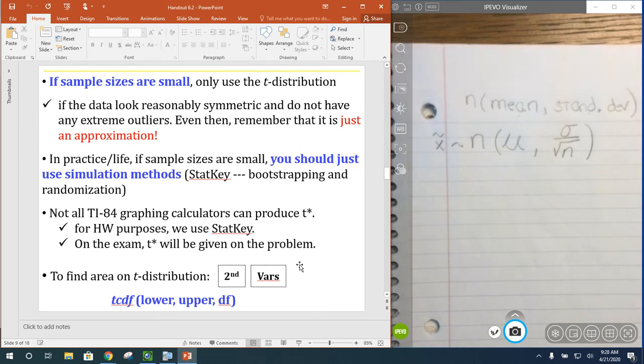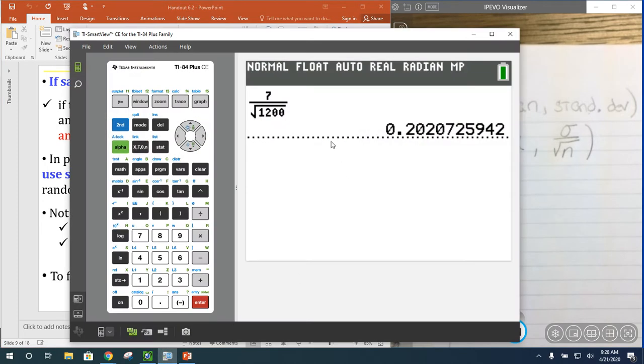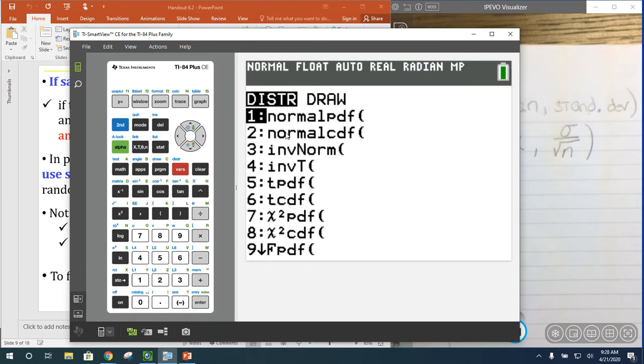It says not all TI graphing calculators support t-star. Well, I think most do nowadays, and the calculation is still under second, vars, and it's called the tcdf. If we go to second, vars, and we've already used normalcdf, now you can notice that we have number 4, inverse t, and number 6, tcdf. This will be our t value with tcdf, and if I'm looking for endpoints of t, I can use inverse t. So number 4 and number 6 will be the ones that we use for t-values.